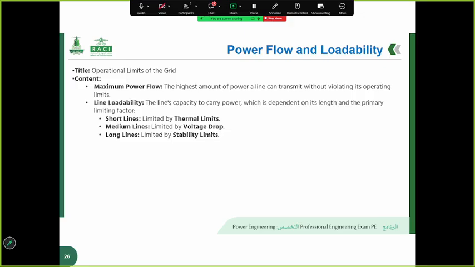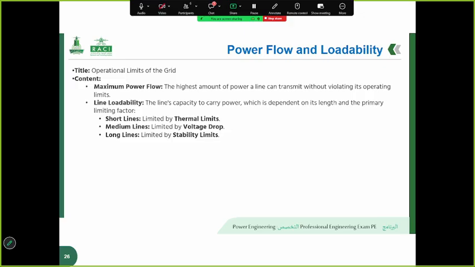Next, medium lines, 80 kilometers to 240 kilometers. The inductance and capacitance of the line become more significant. These reactive components cause a voltage drop along the line. If the load is high, the voltage at the receiving end can drop to an unacceptable level, which can affect the performance of connected equipment. Therefore, the capacity of these lines is often limited by the need to maintain a stable voltage profile.